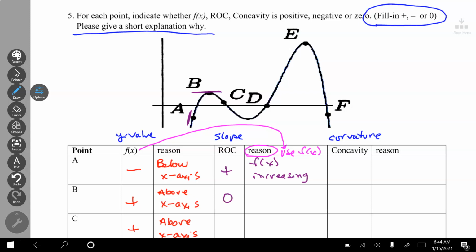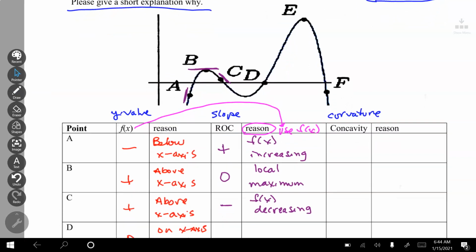And the reason is because point B is what we call a local maximum. It's not the maximum for the whole graph, but in this little neighborhood, in this little area, it is a local max. If I draw a slope at C, you could see at point C that it is going downhill. I have a negative slope. That's because my function is decreasing.